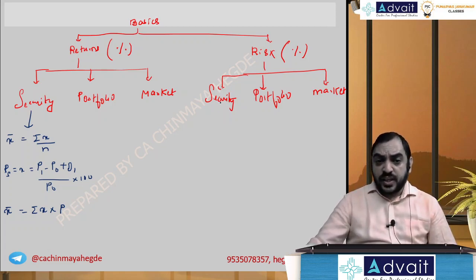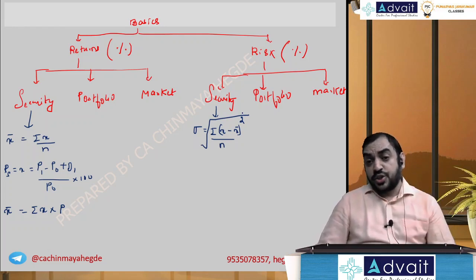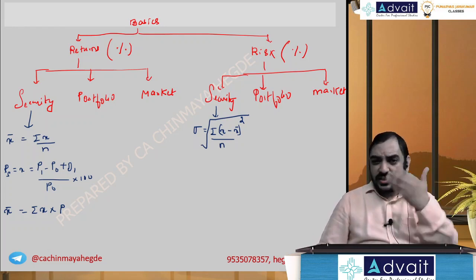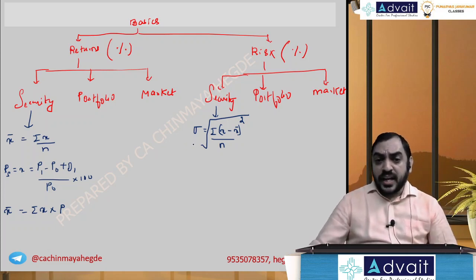Regarding risk of a security, we express by standard deviation and the formula summation x minus x bar whole square divided by n square root, and sometimes statistician says we should divide by n minus 1. That's some sample space impact. Let's keep it as n. And if it is with probability, then we have summation, same formula, x minus x bar whole square, but I multiplied by p, probability, and then I get a square root.